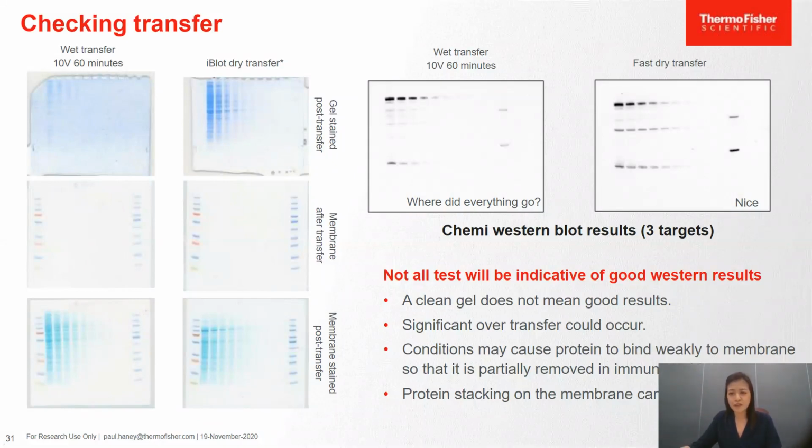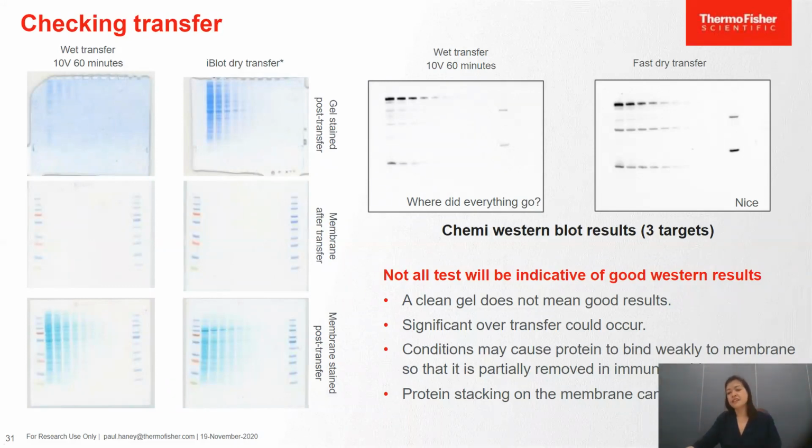However, after the blot is processed, many bands of interest are missing. On the other hand, with the fast dry transfer using our iBlot 2 system, you still see a lot of protein left on the gel post-transfer, and a good amount is transferred to the membrane. However, when the blot is processed, you are able to see all the bands of interest nicely.